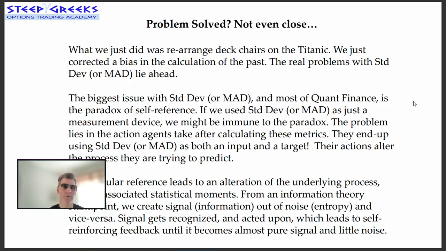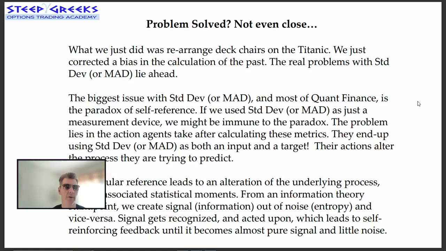What is that? Okay, so if we use standard deviation, or MAD, as a measurement device, we might be immune to the paradox if we just simply looked at it as a tool and said, okay, well, that's interesting. The problem is, in the action agents take after calculating this metric, they end up using standard deviation, or MAD, as both an input and a target. Their actions alter the process they're trying to predict. It's this circular reference that leads to an alteration of the underlying process and its associated statistical moments.